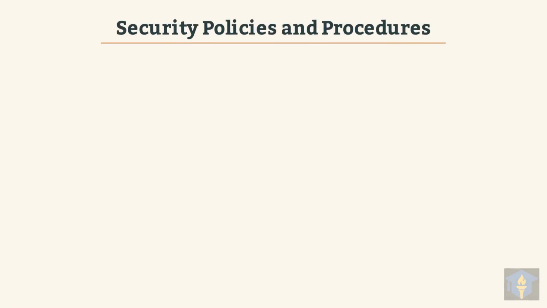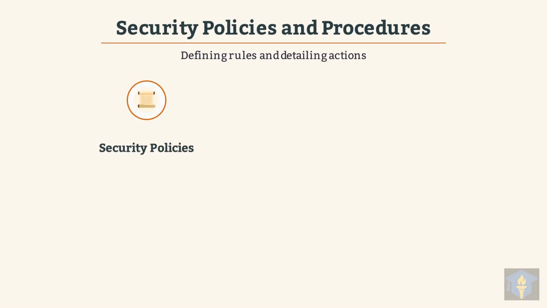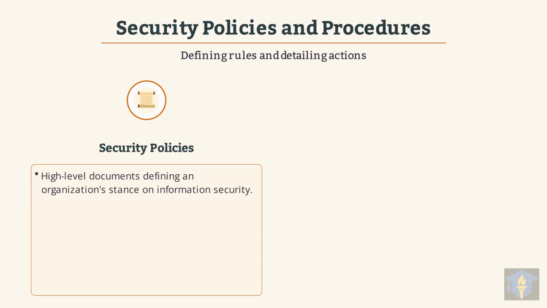Now, let's distinguish between security policies and security procedures, understanding their distinct roles. Policies define the rules, while procedures detail the specific actions required to follow those rules. Let's first examine security policies, which are foundational documents for information security. These are high-level documents that clearly define an organization's overall stance on information security.